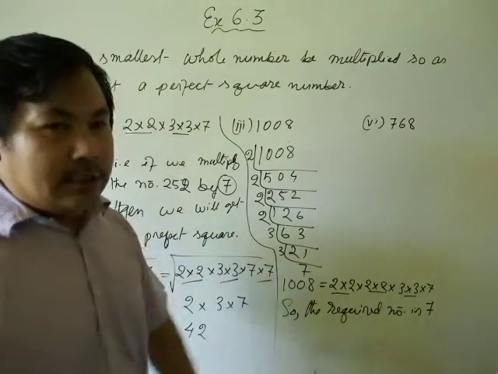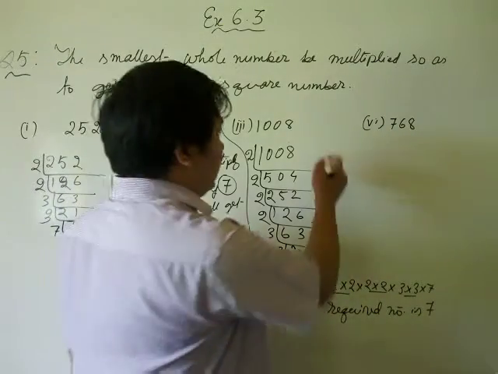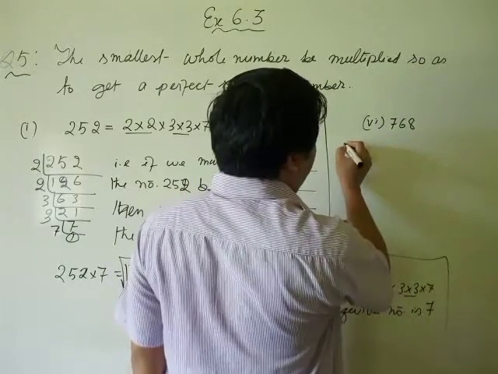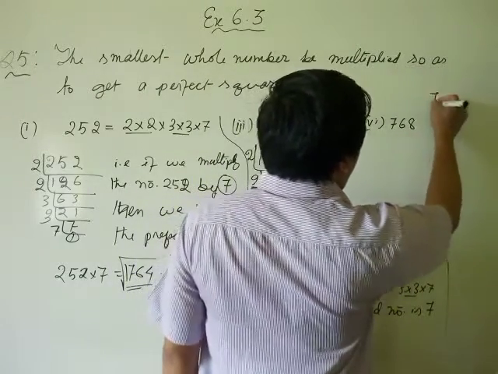Here I just made it a little expanded. Now you can sort it like this. Keep it. Likewise, here also you can see this 768.